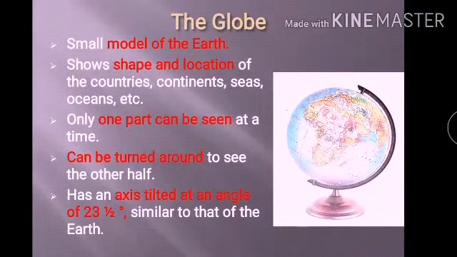The globe. What is the globe? It is the small representation of the earth showing the shape and location of the countries, continents, seas and oceans. We can see only one part of the globe at a time. To observe the other half, we have to turn it around. It has an axis tilted at an angle of 23.5 degrees, which is similar to that of the earth.